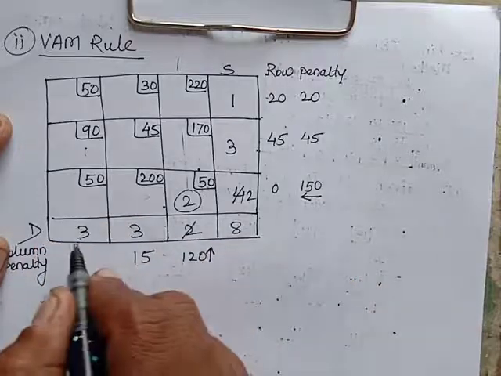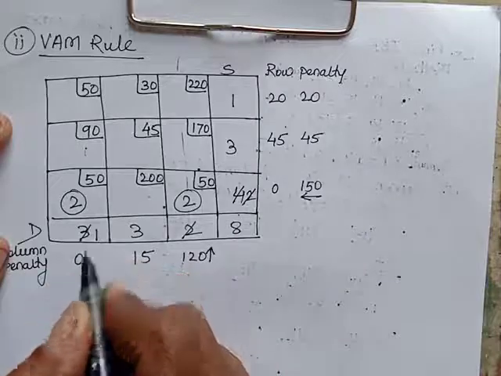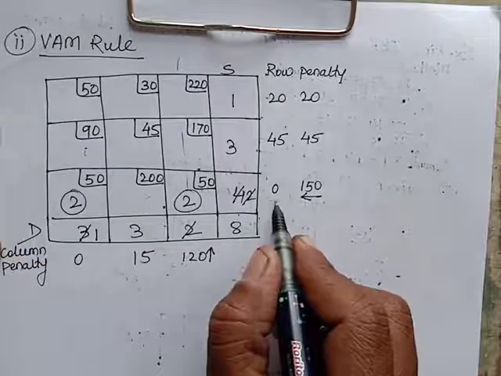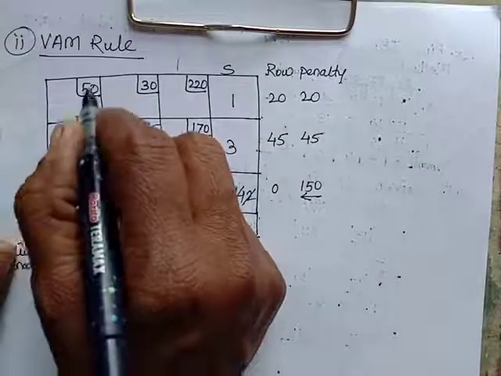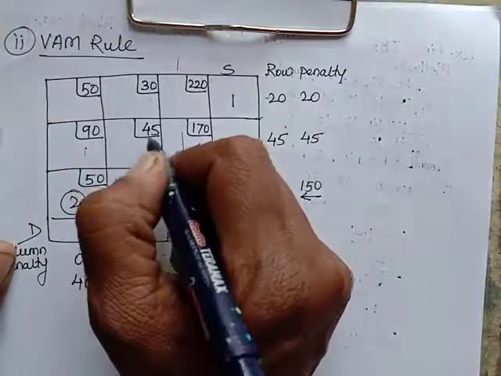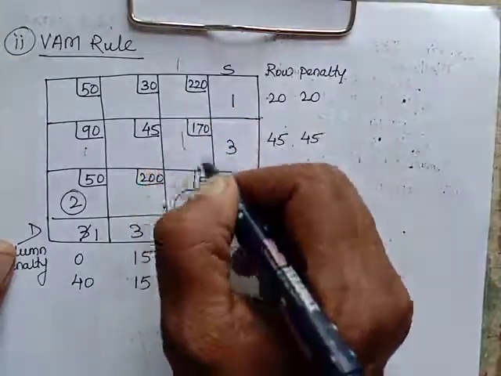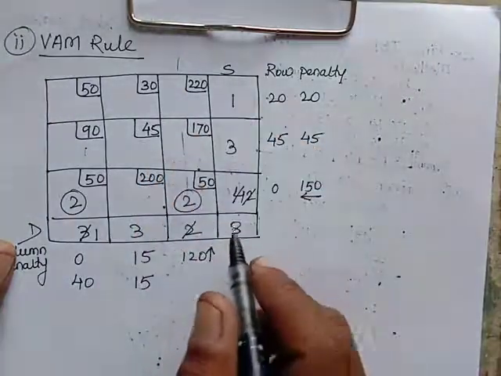So this 50 we have to consider. So minimum of 2 and 3 will be 2 here. So this 2 is allocated, here 1 is left. Fine. Now this row constraint gets satisfied. So due to that the column penalty will change. So column penalty here will be 40. Here it is 15 again. Now this column we need not consider, as it was satisfied.